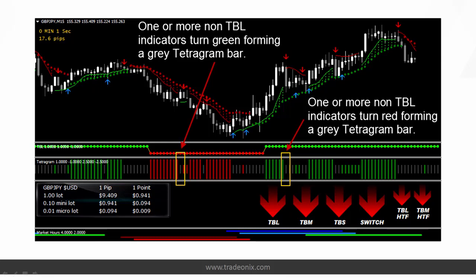In an uptrend, once the trend is up, the TBL must remain up. But in order to get a pullback, we must have a red switch appear or have a TBS or a TBM turn red. We must have one of these indicators go in the opposite direction. On the tetragram, it's most often going to be represented by a gray tetragram bar. Once in a while, we'll get a short colored bar. Usually it's going to be a gray tetragram bar.